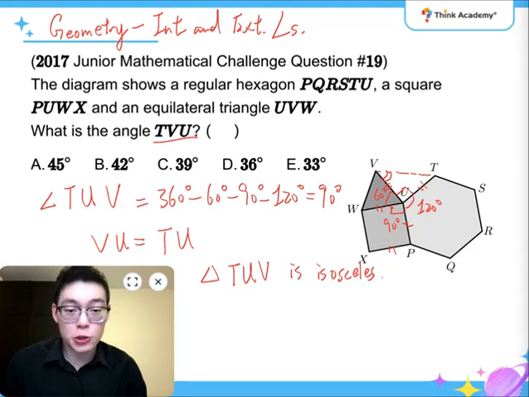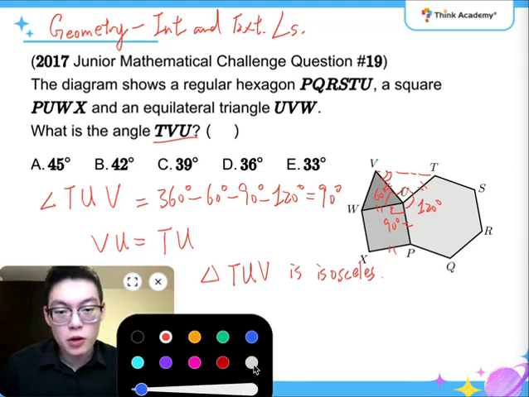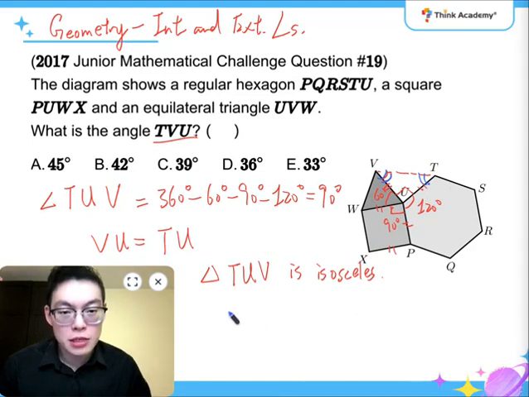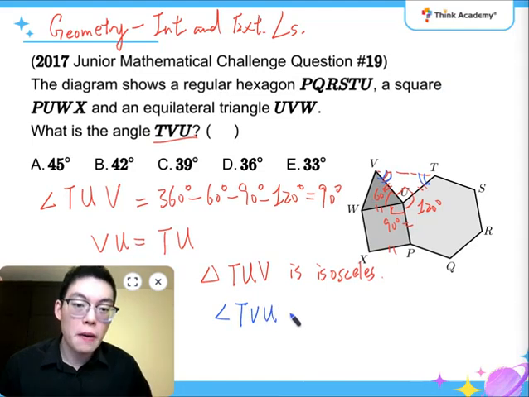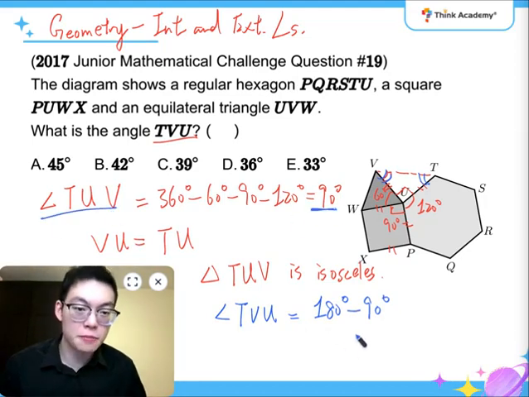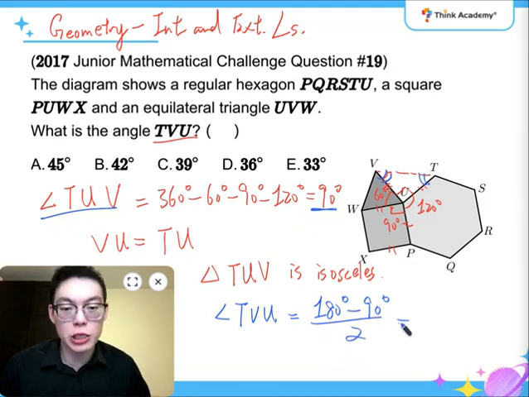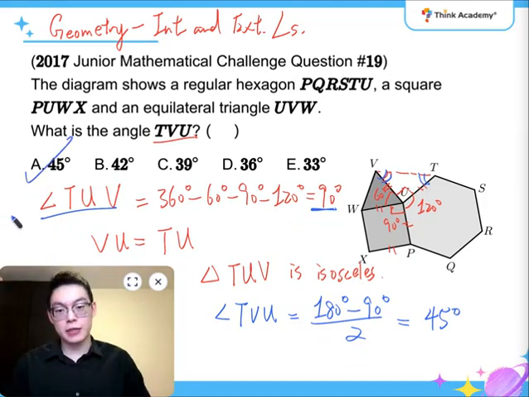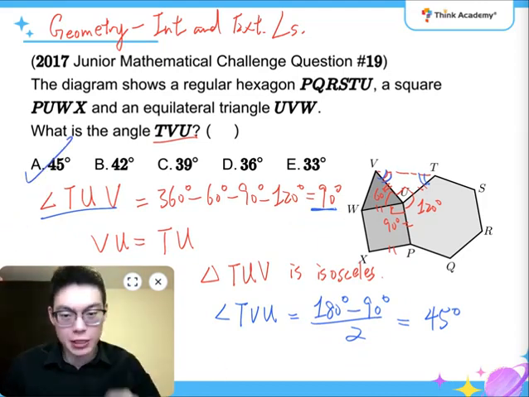And for an isosceles triangle, we know that the base angles are the same, which means that this angle TVU will be equal to that angle VTU. All right, so we can calculate the angle TVU by 180 degrees, which is the interior angle sum of triangles, take away TUV, that's the 90 degrees, divided by 2, because we know that the two base angles are the same. So it's going to be 45 degrees. All right, and A is going to be the answer to this question. That's how we can figure this out.